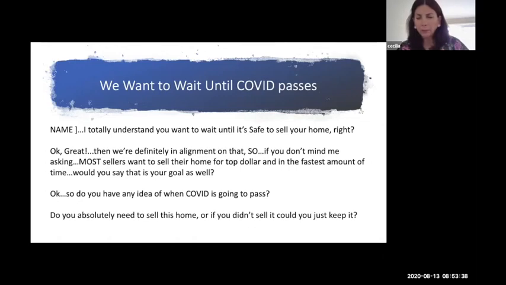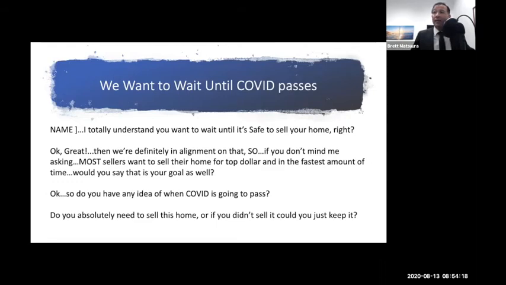So guys, there's two techniques I did there. Number one is I did a level shift. The objection is they want to wait until COVID passes. A level shift is when you change that objection. I can't deal with the objection, wait until COVID passes. I'm not a scientist. I don't know when COVID's going to pass. That could be never, and that's part of this script. So I'll wait until we get into that, but I can deal with the fact that you want to wait until it's safe to sell your home. Right? So I acknowledged you, Cecilia, and then I level shifted you from wanting to wait till COVID passes to wanting to wait until it's safe to sell your home.